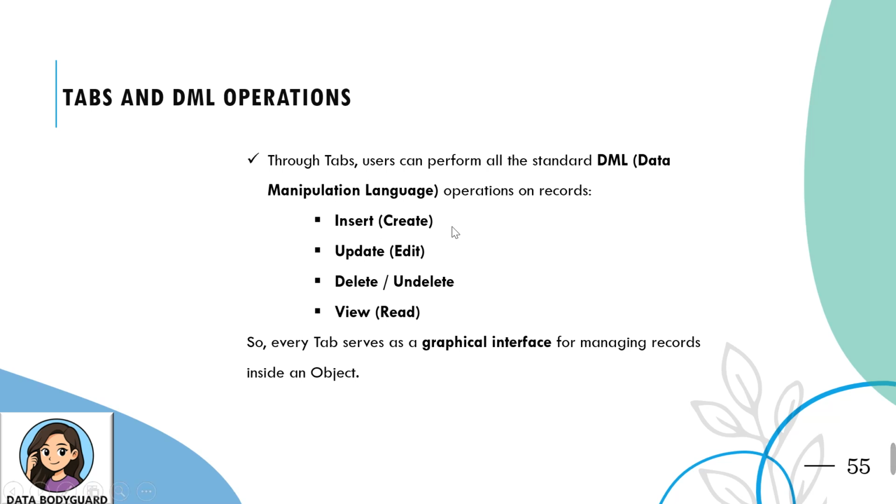Create or insert is nothing but the New button. When we were looking at Classic, we saw there is a New button where we can create a new record. That's how it works. View means if I click on a record and I'm able to see it in the UI, that is a view. So every tab serves as a graphical interface for managing the records inside an object.